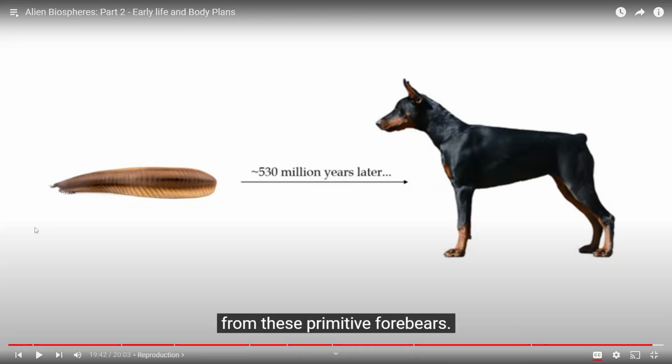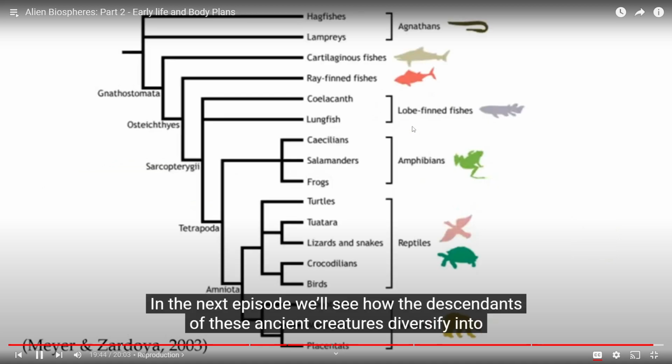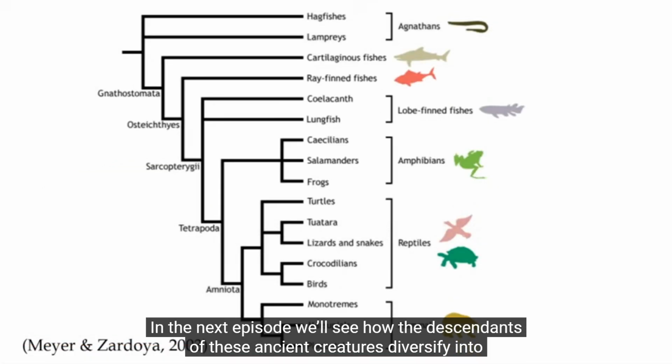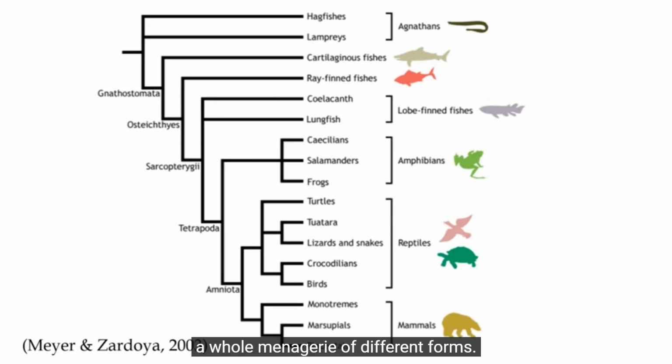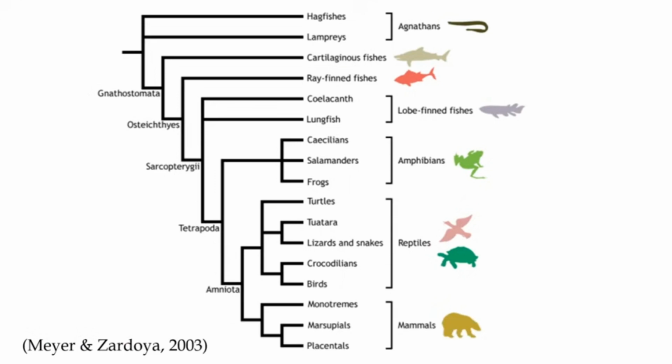Guys, that primitive forebear from the Cambrian age evolved into me, dogs, elephants, mooses, rhinos, alligators, snakes, turtles, birds, and everything else that's a vertebrate. In the next episode, we'll see how the descendants of these ancient creatures diversify into a whole menagerie of different forms.